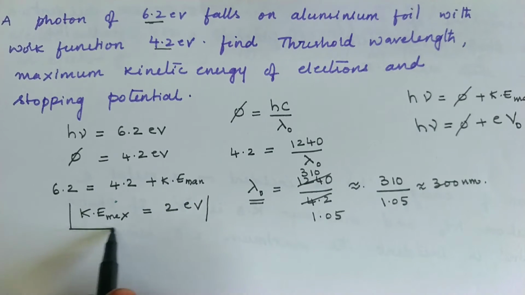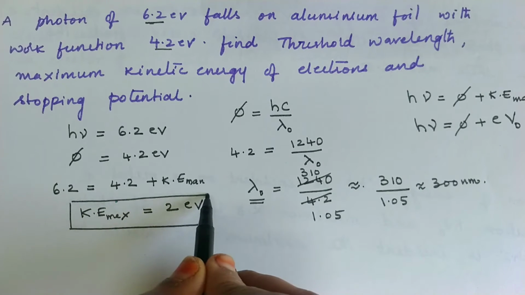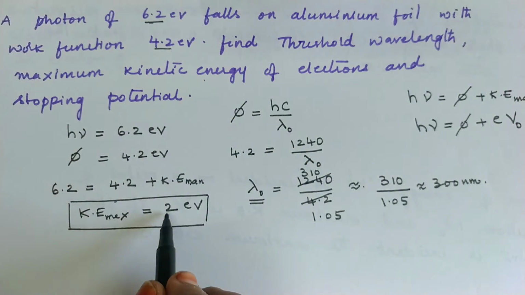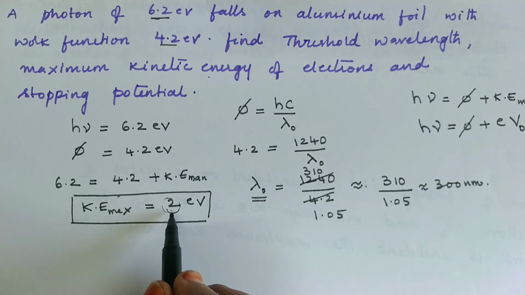If you want, you can leave the answer in electron volts or convert it into joules. Once you get the maximum kinetic energy, stopping potential is easy. See, this number itself gives you the stopping potential.